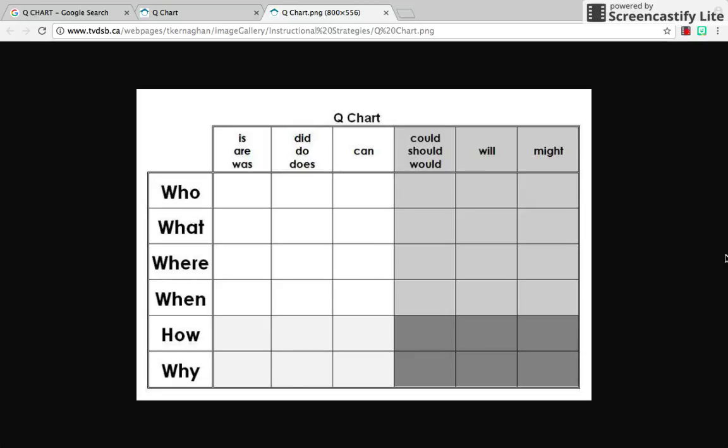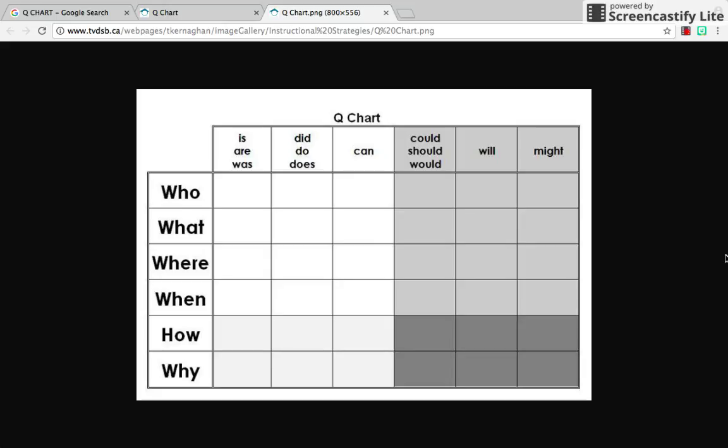So along the left side of the cue chart, you'll see who, what, where, when, how, why. These seem like simple basic questions that we use on a daily basis, but they are organized in the same way as that top axis. So at the very top of that axis, the who, what, where, when questions, these are questions that do not ask anybody to apply much critical thinking.